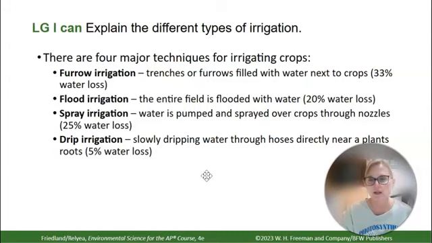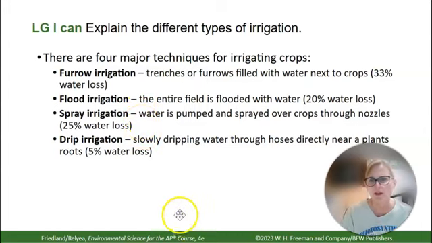Okay, so now let's talk about irrigation. There's 4 types of irrigation: furrow, flood, spray, and drip. So make sure that you know your other notes about these types of irrigation. Furrow is trenches filled with water. You have a lot of water loss there. Flood irrigation, you flood the field. You have a lot of water loss from evaporation and erosion.